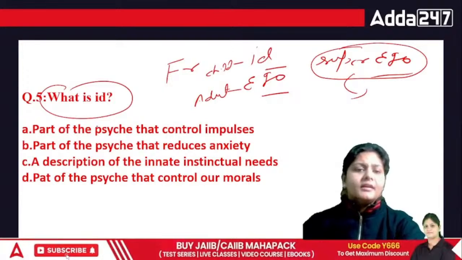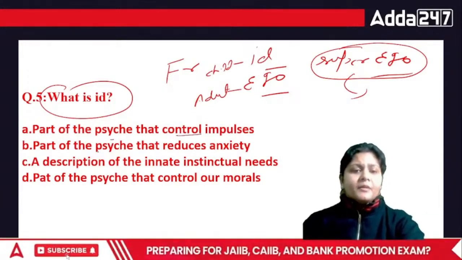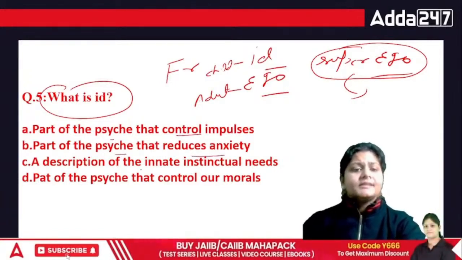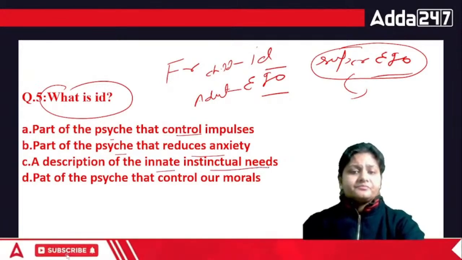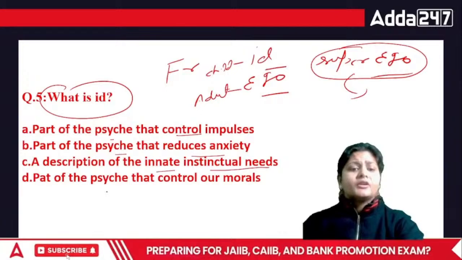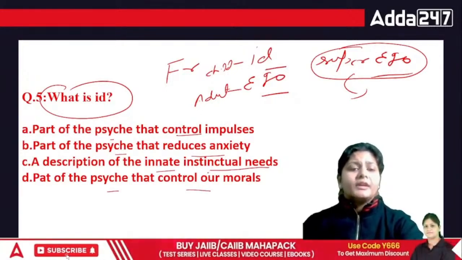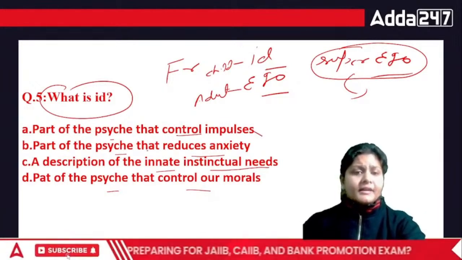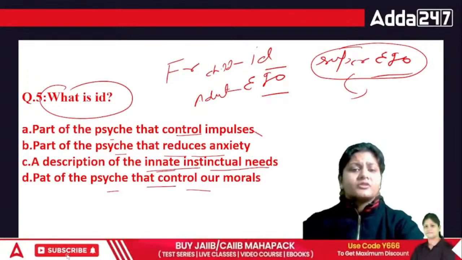So what is the id? A, that is a part of the psyche that controls impulses. B, is a part of the psyche that reduces anxiety. C, is a description of the innate instinctual need, and D, is a part of the psyche that controls our moods. So what is the meaning of it? The answer is the part of the psyche that controls the impulses.